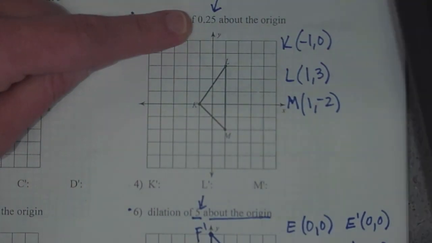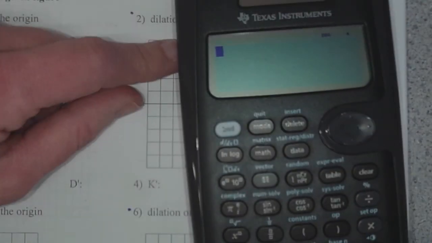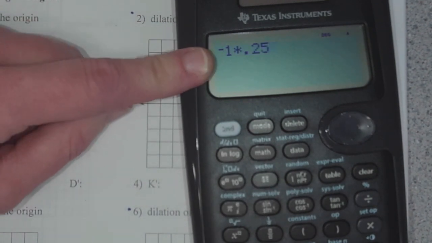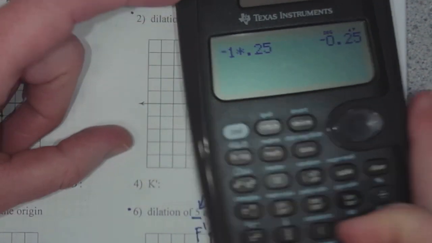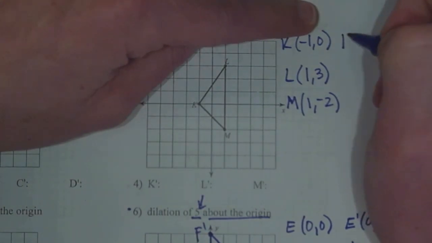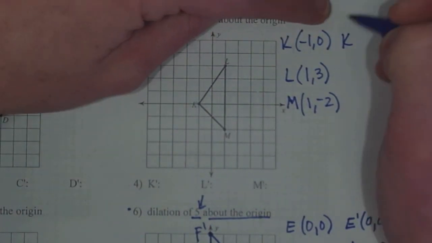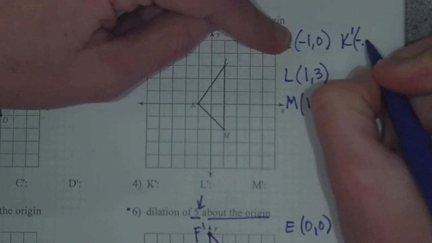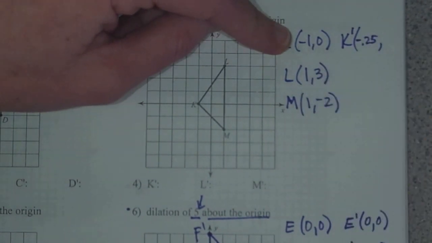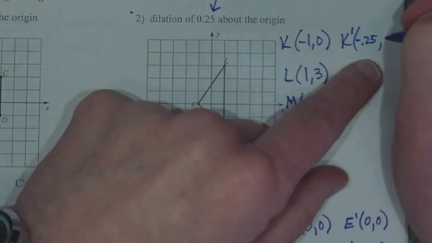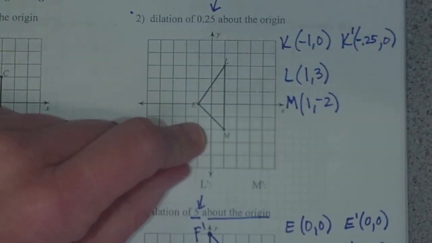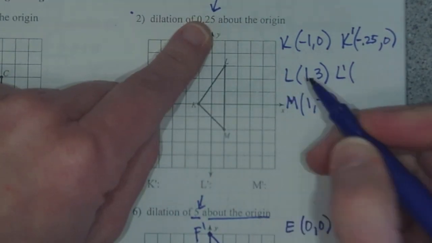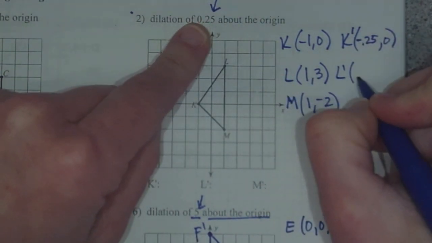Okay, I'm going to use my handy calculator. So what is -1 times 0.25? That's going to be -0.25. So for my K prime, and you could write it down here if you want to, it's easier for me to write it up here. So my K prime, the first number is going to be my -0.25. And then 0 times anything, as we know, gives us 0. Okay, I'm done with K prime. Let's do L prime. 1 times 0.25, I don't really need a calculator for that one either, do I? It's just 0.25.